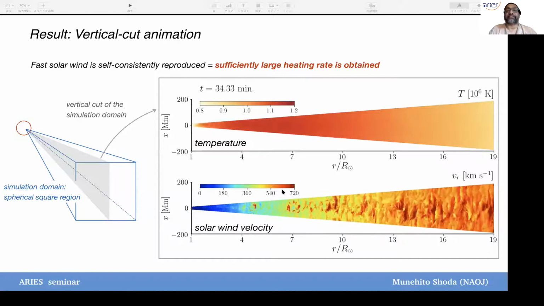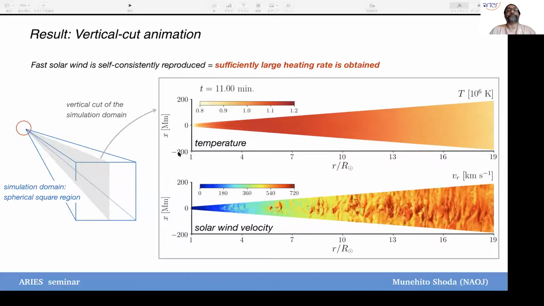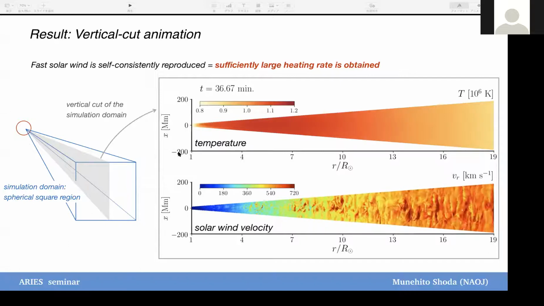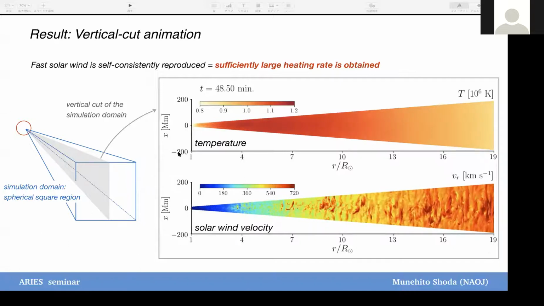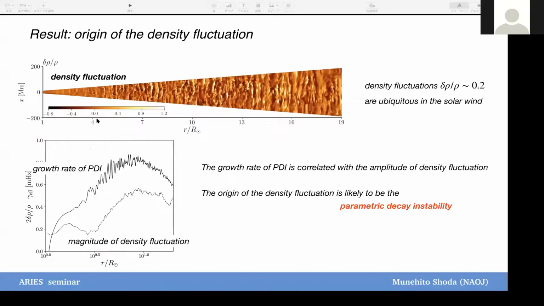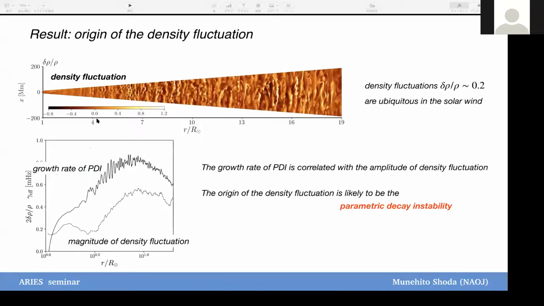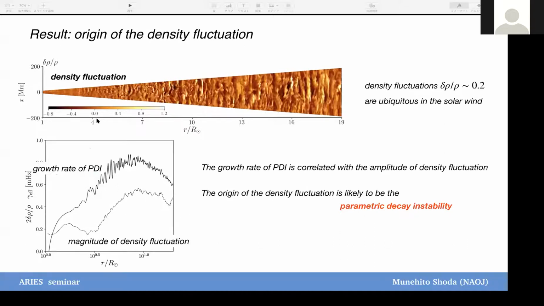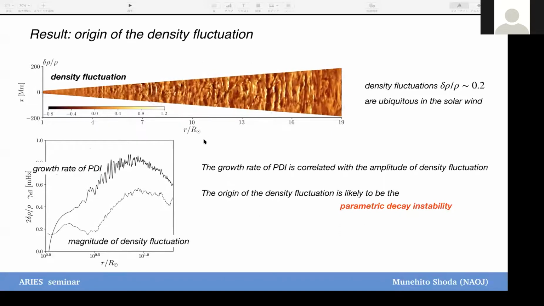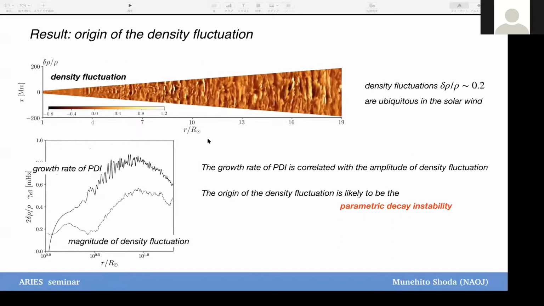So let me take the next question from Ritesh. Ritesh, please go ahead. Hi, it was a nice and interesting talk. My question is regarding the density fluctuations, which you mentioned to be about 20% that could be observed here. Is it similar to what Craig DeForest used from the observations based on polarization brightness measurements? Would you call those blobby structures observed in the corona similar to these fluctuations?